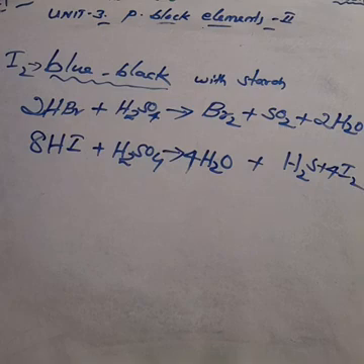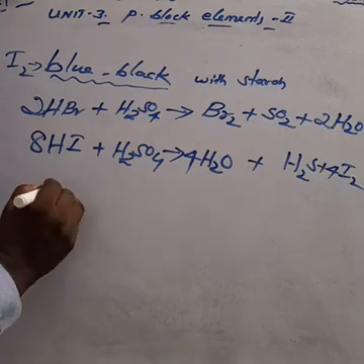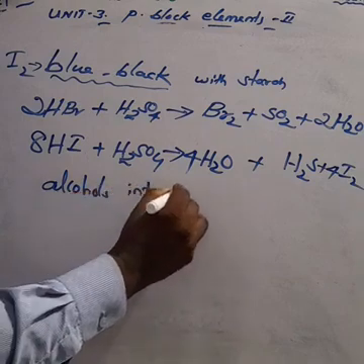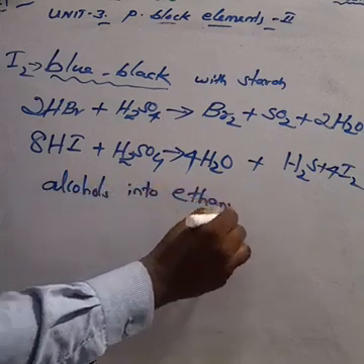H2SO4 is also balanced. Next, one of the important points: the reducing property of hydrogen iodide can also be explained by its reaction with alcohols to give ethane. Alcohols to ethane we have in our organic chemistry lesson, and we can discuss it at that time, okay?